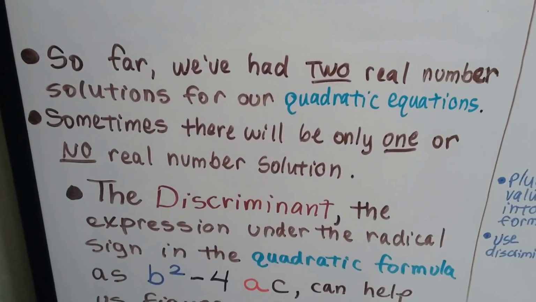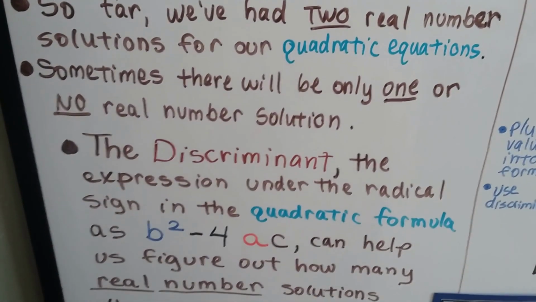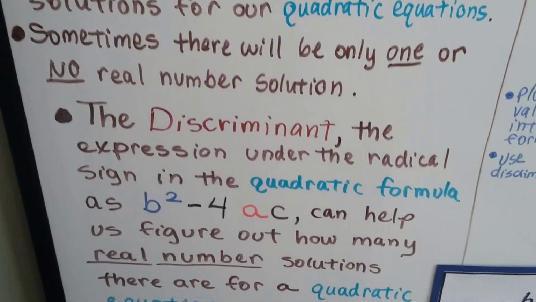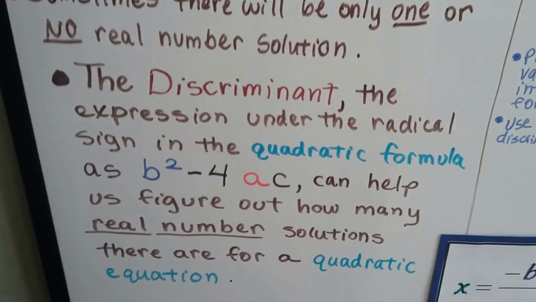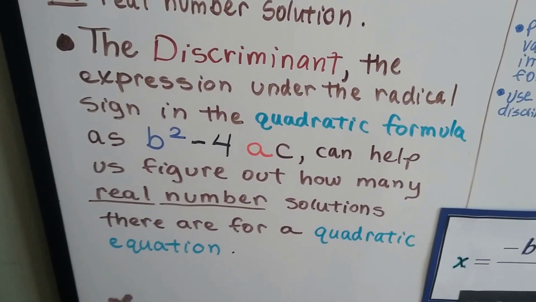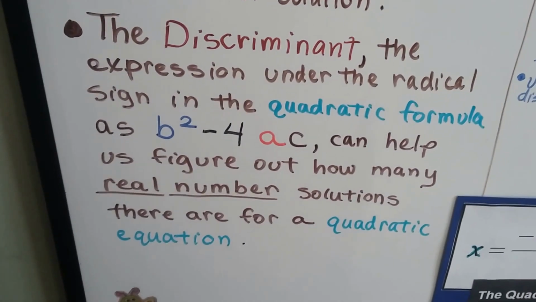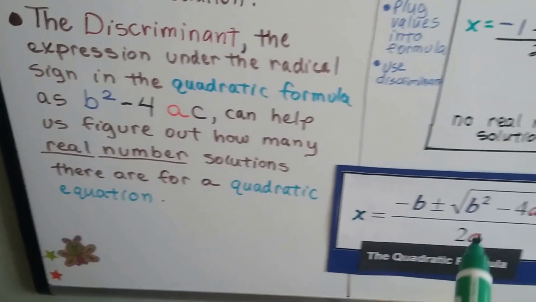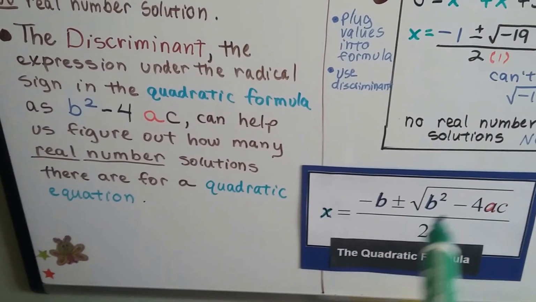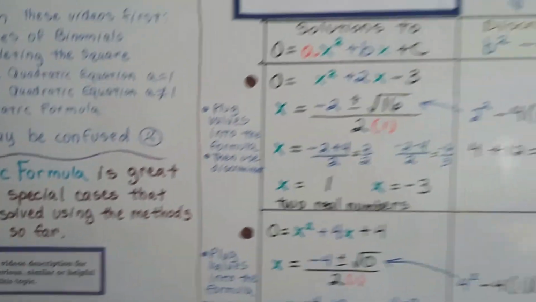And so far we've had 2 real number solutions for our quadratic equations. Well, sometimes there's only going to be 1 or no real number solution. The discriminant, the expression under the radical sign in the quadratic formula, b squared minus 4ac, can help us figure out how many real number solutions. See, it's right here? It's going to help us figure out how many real number solutions there are for a quadratic equation. All right?